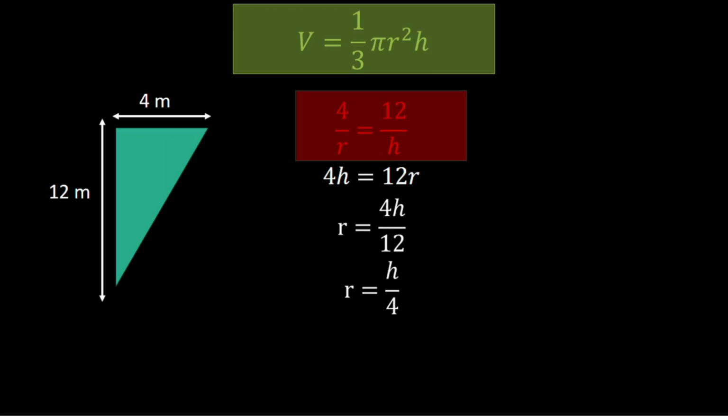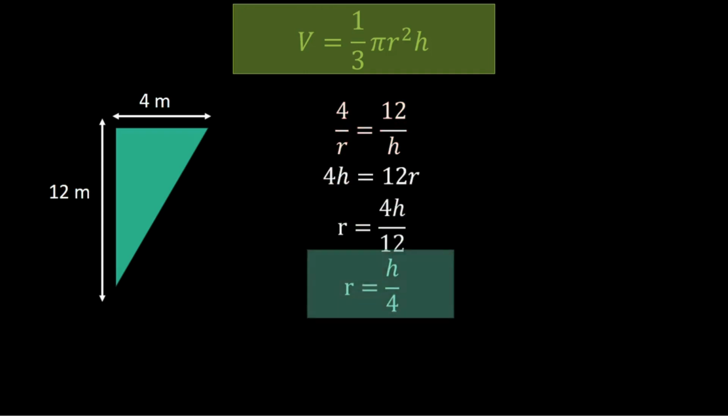Moving on to r equals 4h over 12, and the last answer we will have is r equals h/4. So the trick to answering this question is that we have to keep changing the position so only the radius is left on the left side of the equation. Continue the calculation until the answer is simplified.